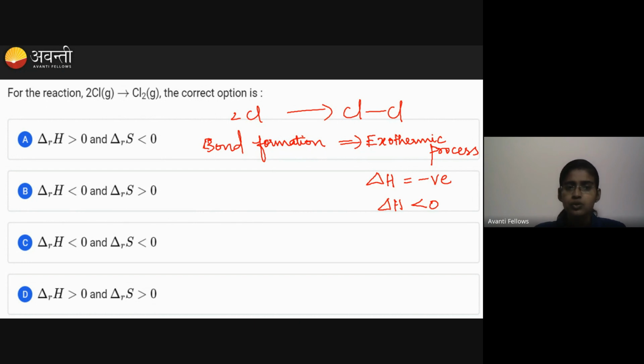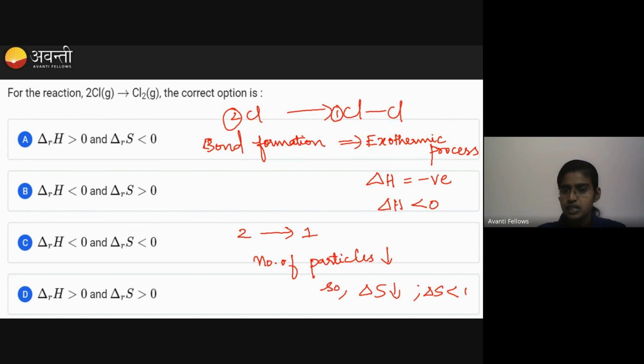Now, 2 chlorine atoms are getting converted to 1 chlorine molecule. So here the number of particles decreases. If the number of particles decreases, the entropy should decrease, meaning the delta S value should be less than 0. Delta S is less than 0. So option C is the correct answer for this.